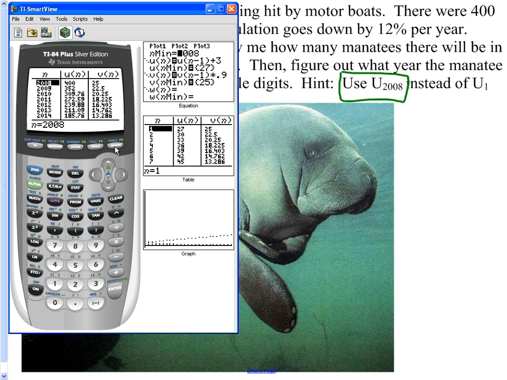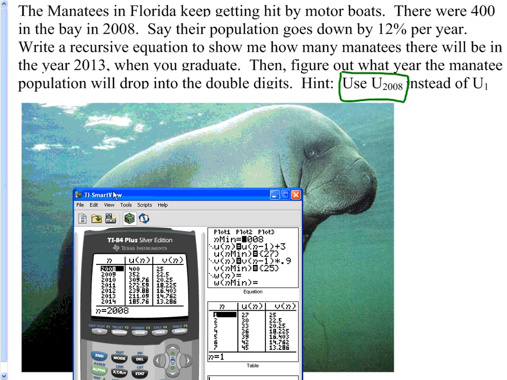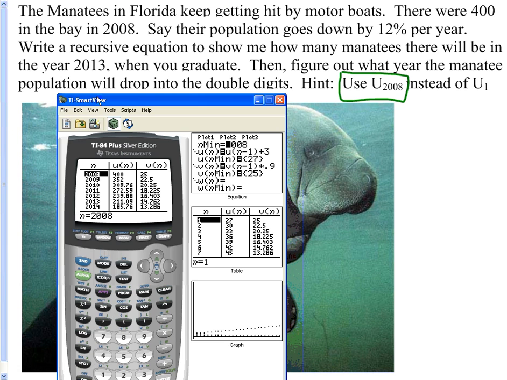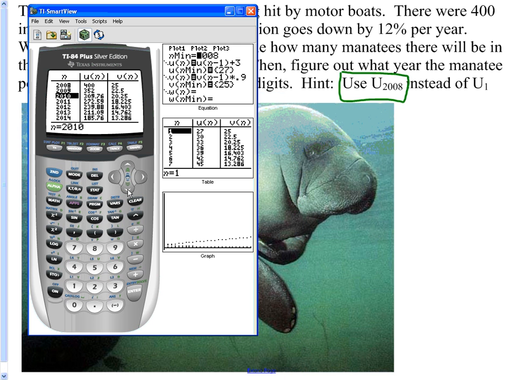It's less confusing, okay? So then the other part of the problem says, figure out what year the manatee population will drop all the way down to double digits. Well, it was triple digits, right? So you just keep going, there's no magic way to do this. You just keep arrowing down until you get to where it's double digits. What year was it? Somebody find it? Oh, there it is. 2019 is the first year it drops down to less than 100 manatees left.